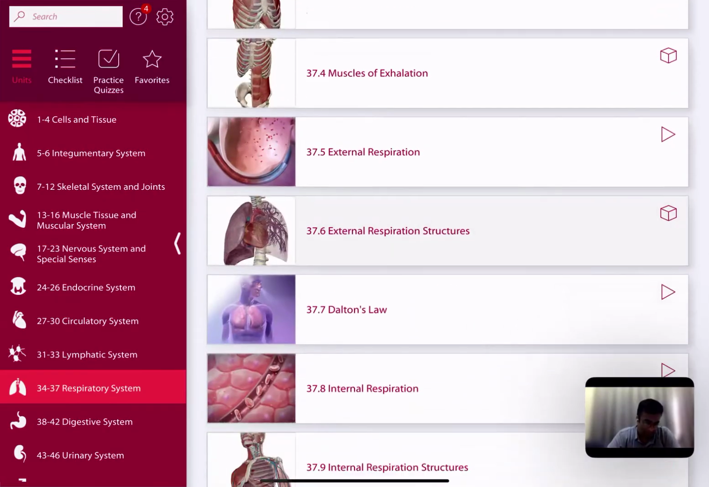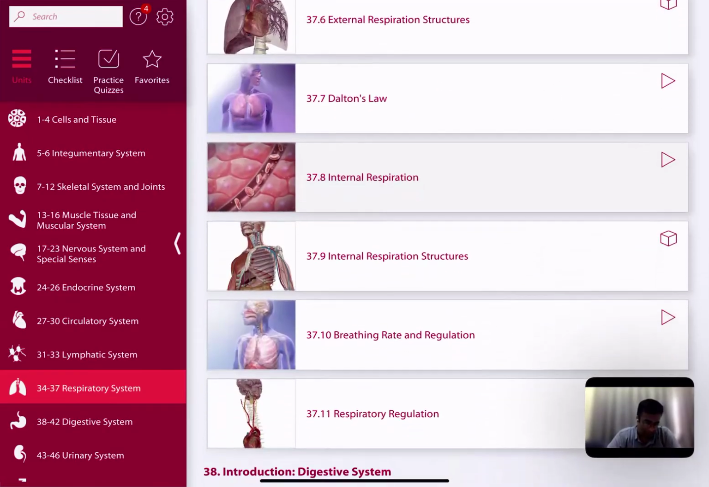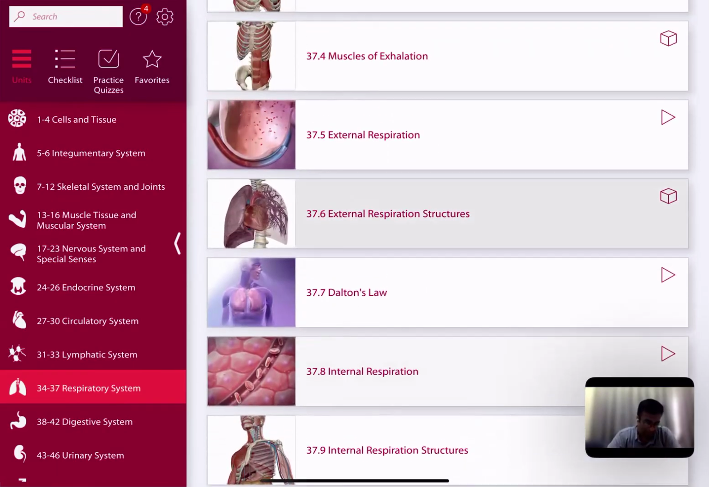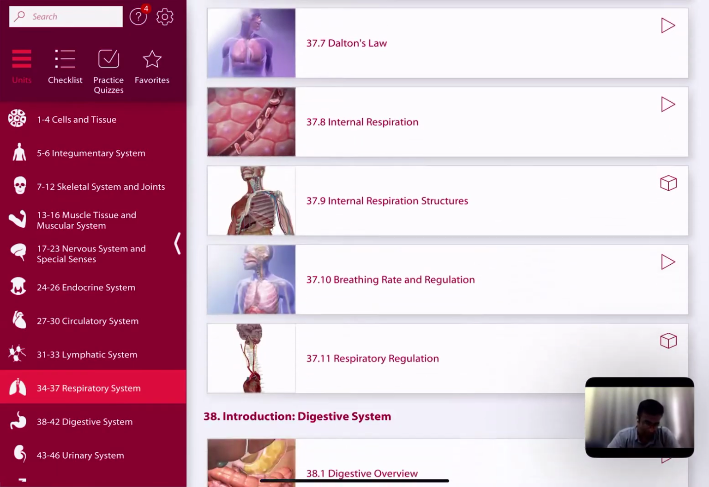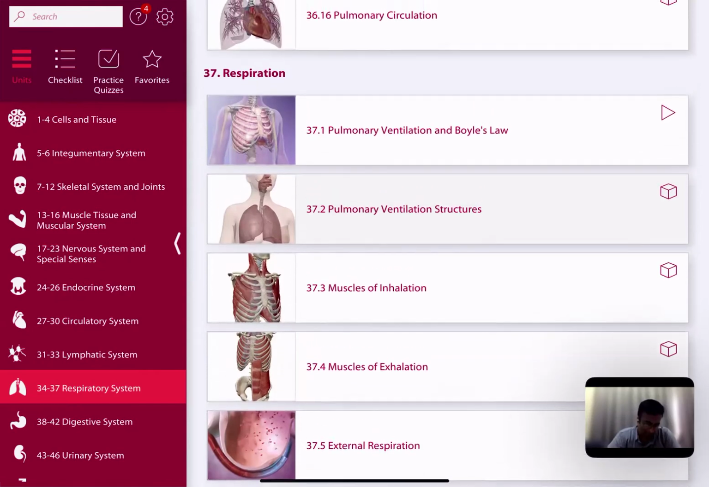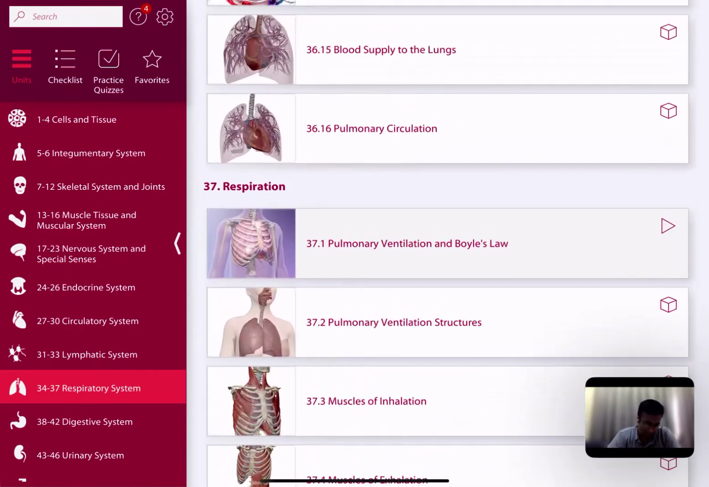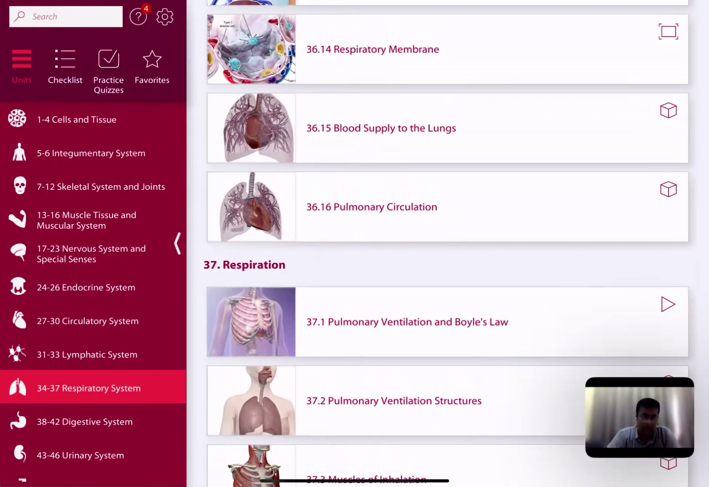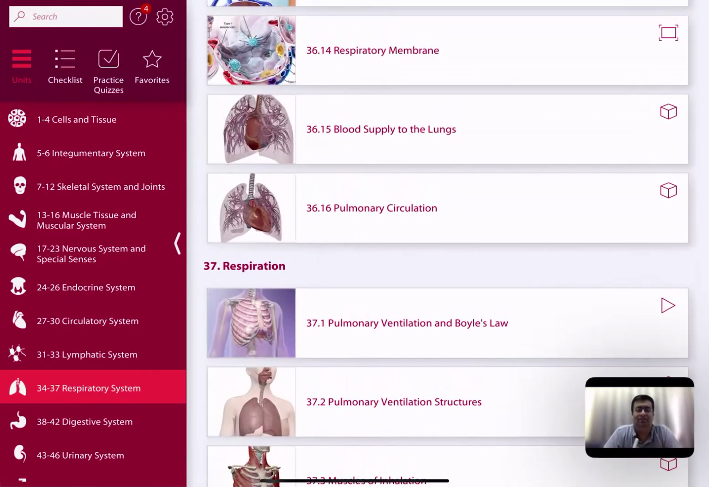Okay. Now moving on to how the breathing movement takes place. Now, breathing is exchange of gases. So remember one thing, that breathing is a part of respiration, but not the other way around, because respiration is an entire process.